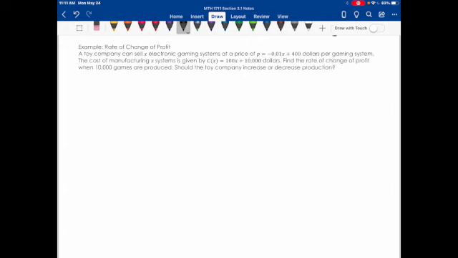Okay, so let's go on to the next example, which is our last example in this lesson. We're going to do rate of change of profit. So the question reads, a toy company can sell X electronic gaming systems at a price P equals negative 0.01x plus $400 per gaming system. The cost of manufacturing X systems is given by this cost function here, which is 100x plus $10,000. Find the rate of change of profit when 10,000 games are produced.